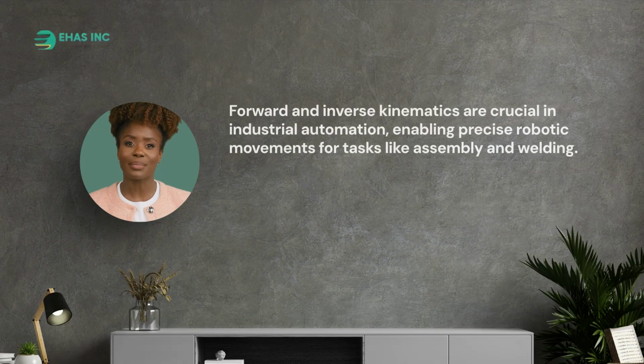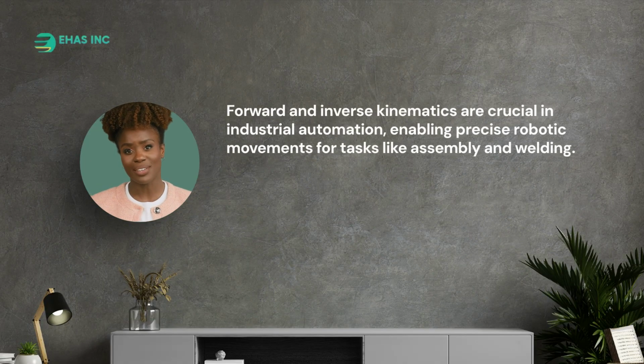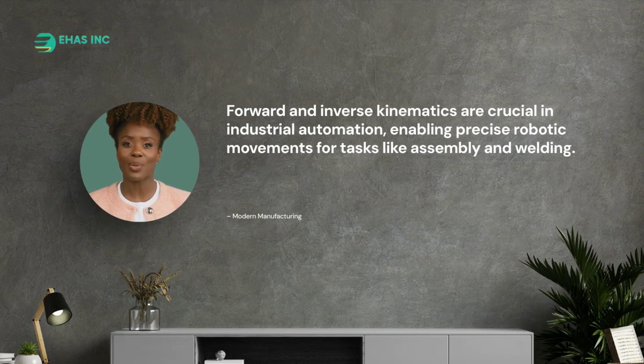Forward and inverse kinematics are pivotal in industrial automation. They enable precise robotic movements for tasks like assembly and welding. These concepts are the backbone of modern manufacturing.